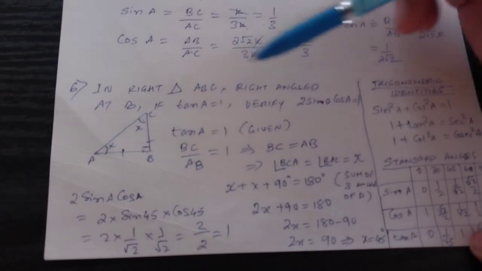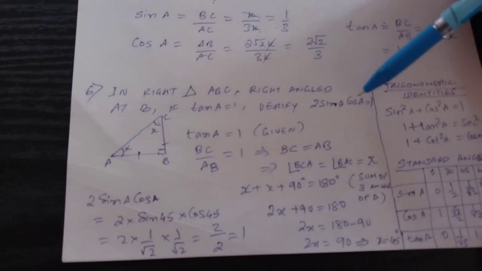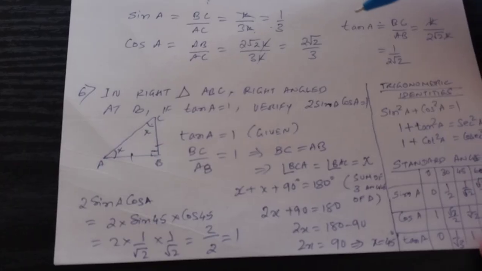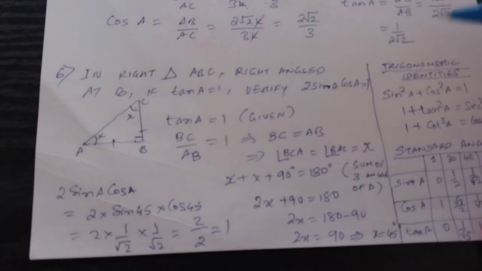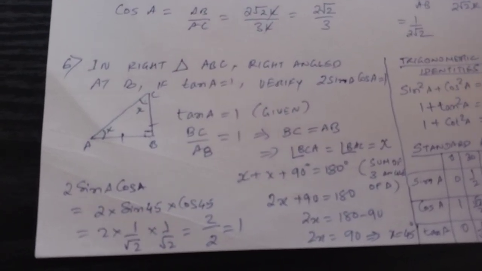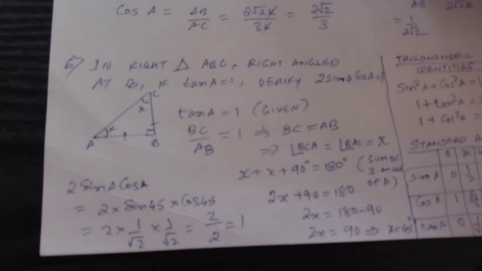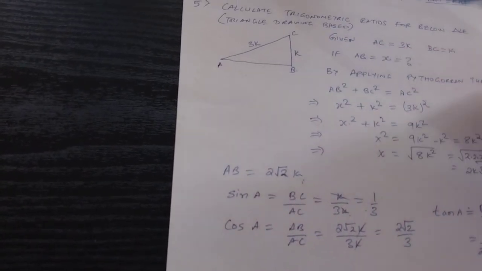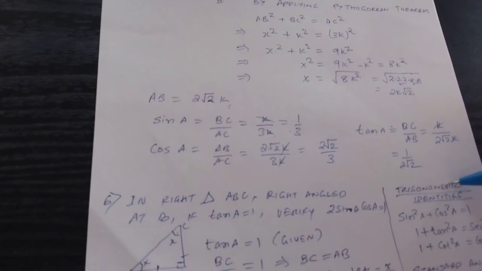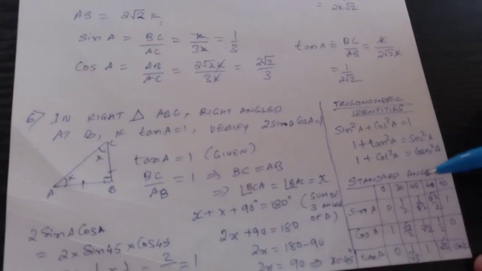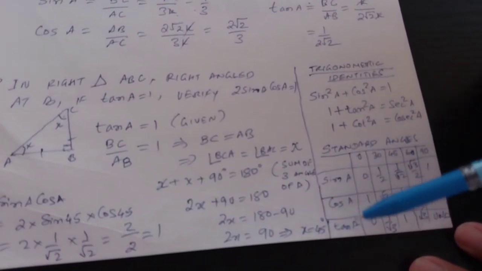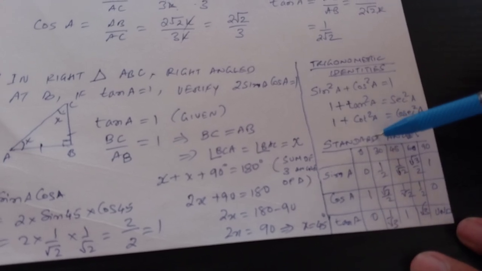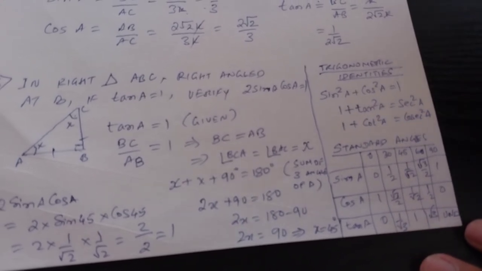If tan of angle A is 1, verify that 2 sin A cos A equals 1. Whenever you solve any trigonometric problem, you should either draw the triangle, or you should understand and remember the trigonometric identities, and you should understand the sine, cos and tan of the standard angles. That is very important in solving these problems.